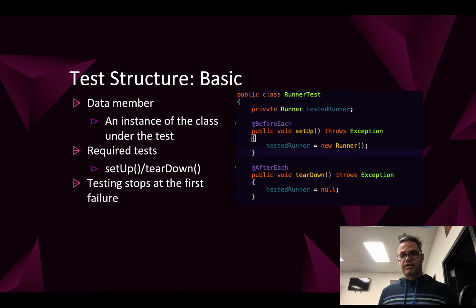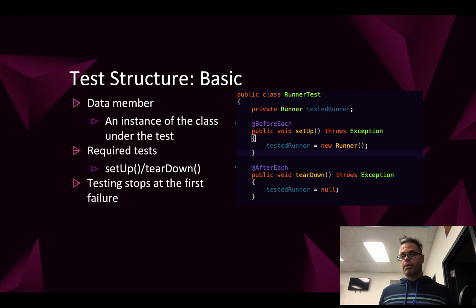We make the instance of that class on there. In the @BeforeEach setup method, we have the testedRunner initialized to be a new Runner. And in the @AfterEach teardown method, we have the testedRunner set to null. And so those are the required methods you need to have. The setup runs before every single test and the teardown runs after each test. We have a clean copy every time we do this.